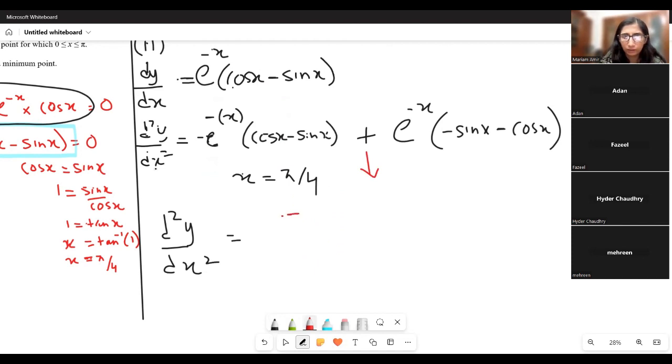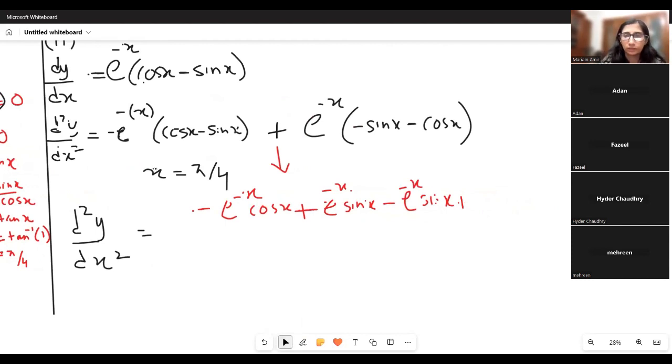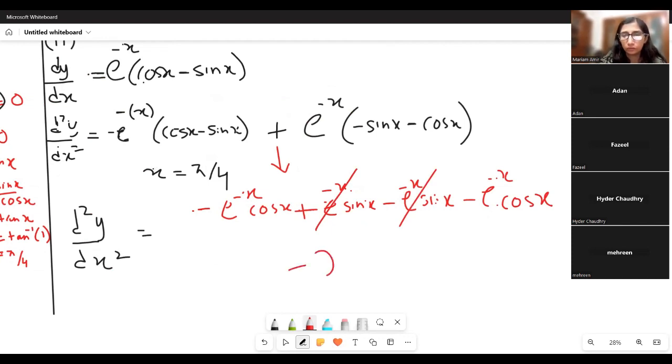Minus e minus x cos x plus e minus x sine x, minus e minus x sine x, plus, sorry, minus e minus x cos x. So this and this cancel out. So we're getting minus 2 e minus x cos x. That's a lot simpler.